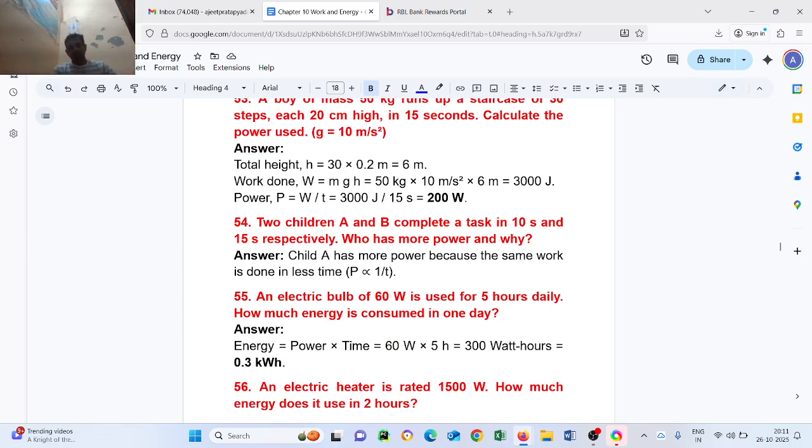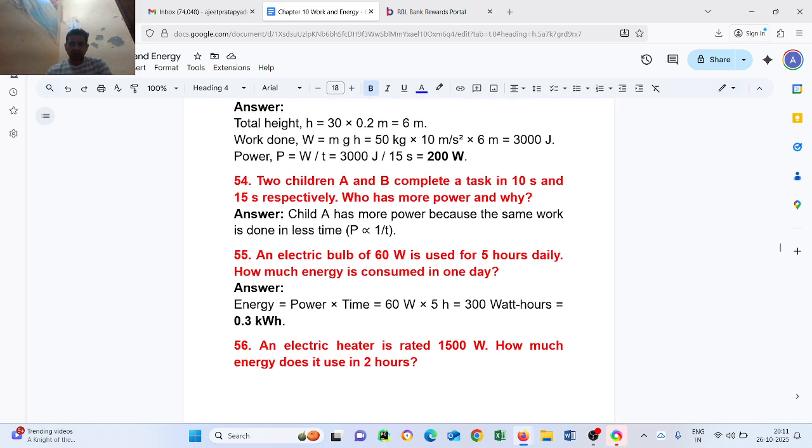Question number 54. Two children A and B complete a task in 10 seconds and 15 seconds respectively. Who has more power and why? Child A has more power because the same work is done in less time. P is proportional to 1 upon t.